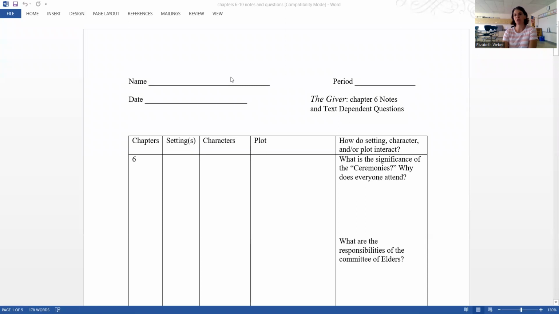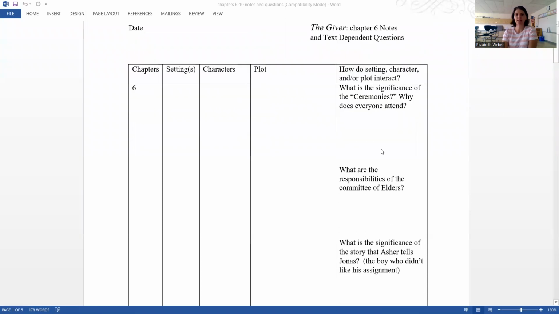And once again, our worksheets are going to look a little different. So Chapter 6, I want you to take a look at that. You have a worksheet that's similar to what we had for 2 and 3. Be sure that you fill out your heading, first and last name, period, and date. And then we see this chart, Chapter 6, setting is going to be where and when. So obviously we're in the community, you can include that, but we want to know where in the community. We still don't know a year, but we're going to look at time of day, time of year, etc.